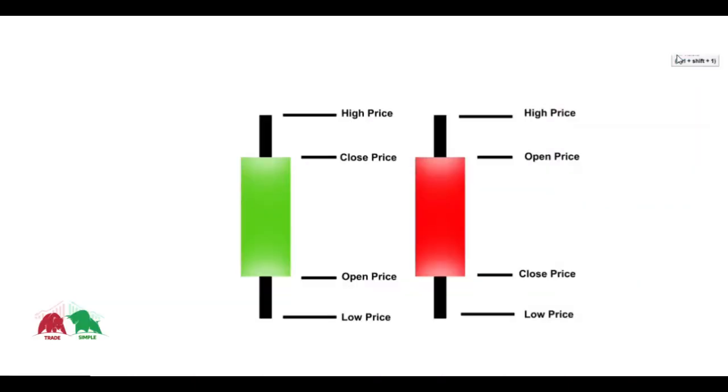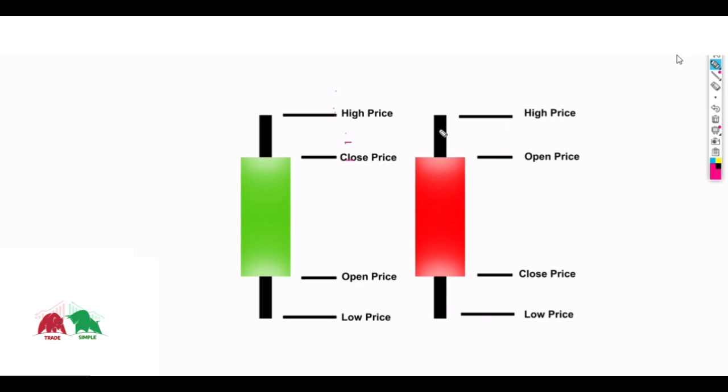So right here, guys, we have a green candle. Remember, the market goes up and it prints a green candle. So this is where it opened right here. This is where it closed. And this is the high and the low. All right. Now, it's the opposite when it comes to red candles. When the market goes down, you will see a red candle. This is the open. This is the close. This is the low and the high.